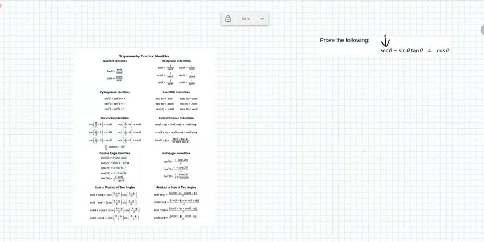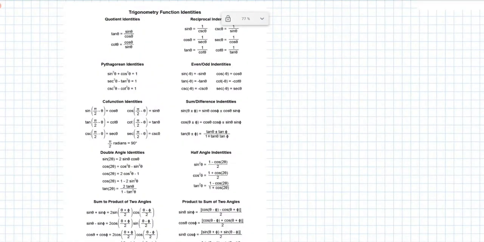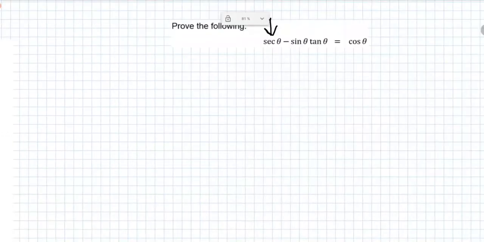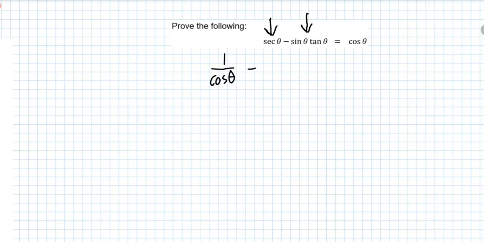The first step when solving these proofs is to get everything in terms of sine and cosine. So for the first term, we have secant theta. Let's look on the trig identity sheet to see what we can replace this for. Right here, we see that secant theta is equivalent to 1 over cosine theta. Okay, so we'll make that substitution. 1 over cosine theta.